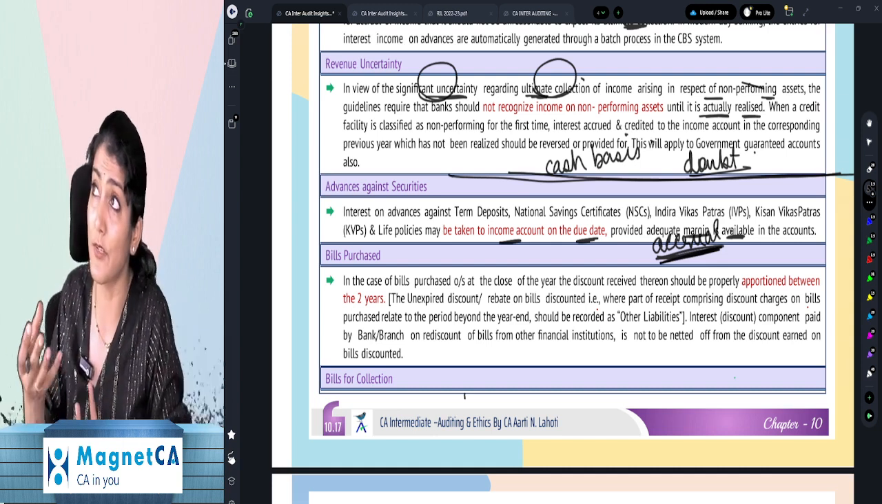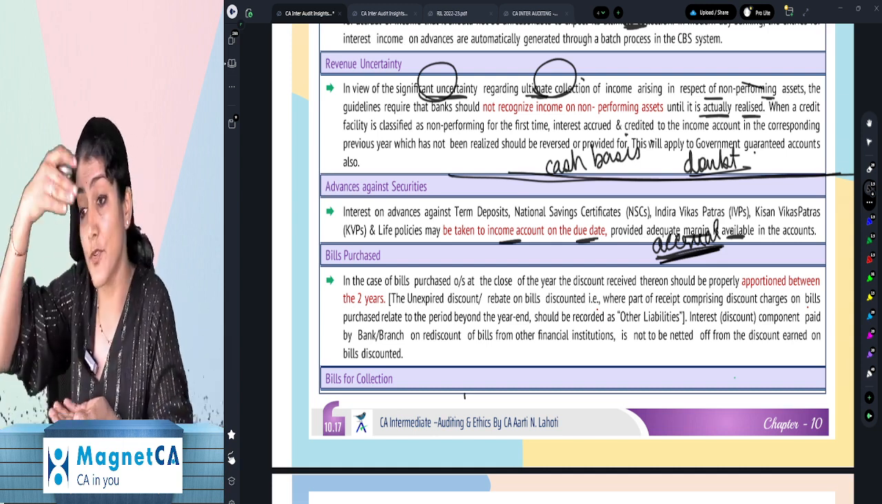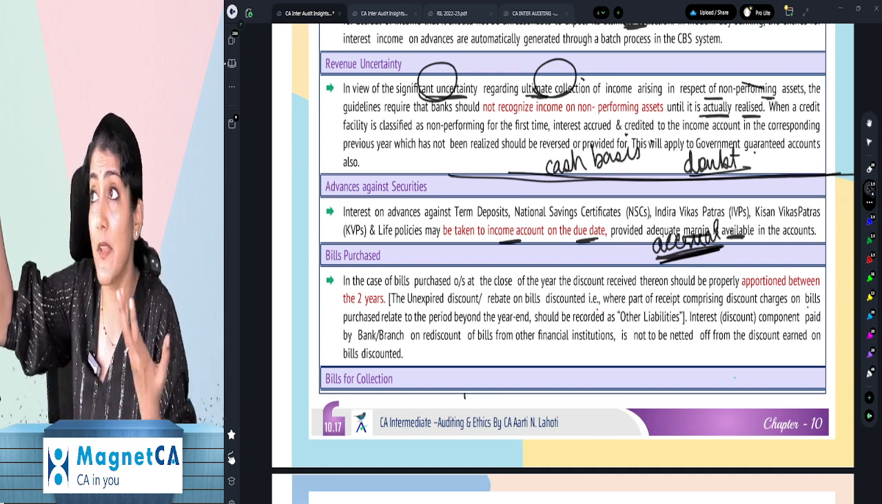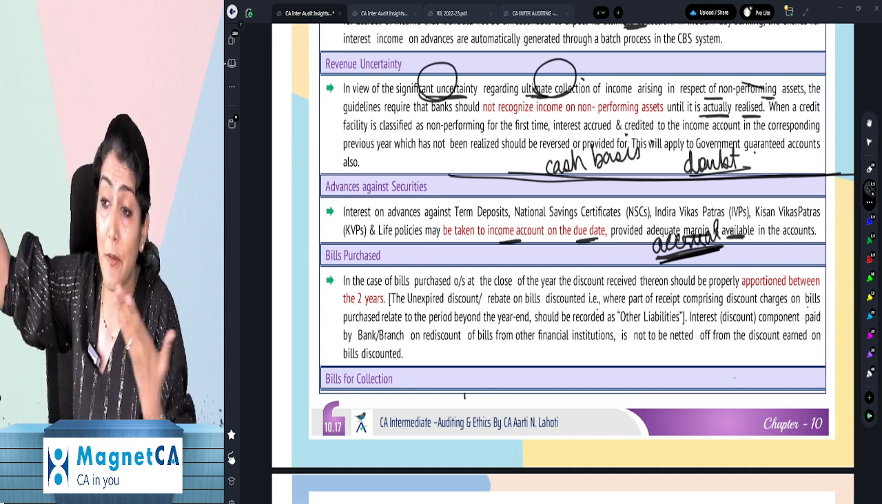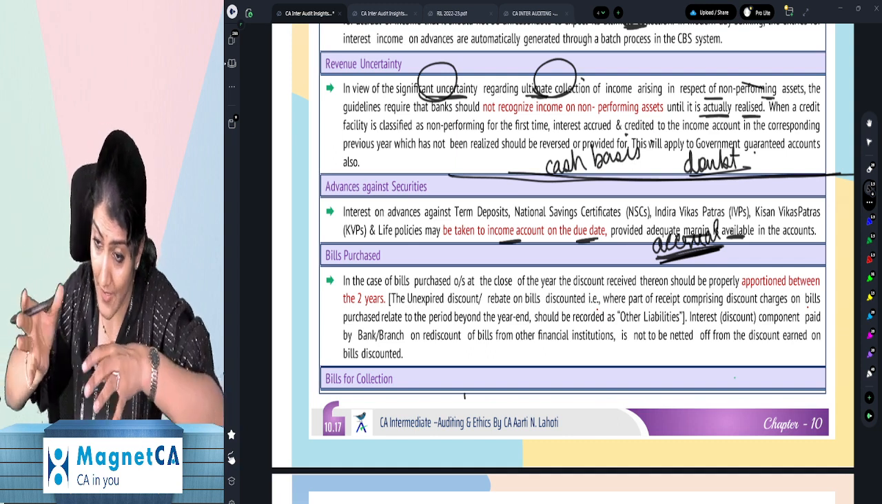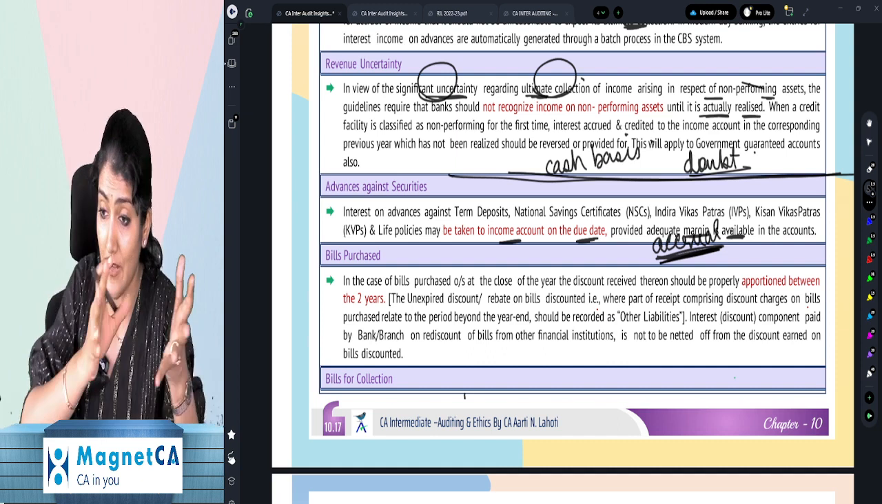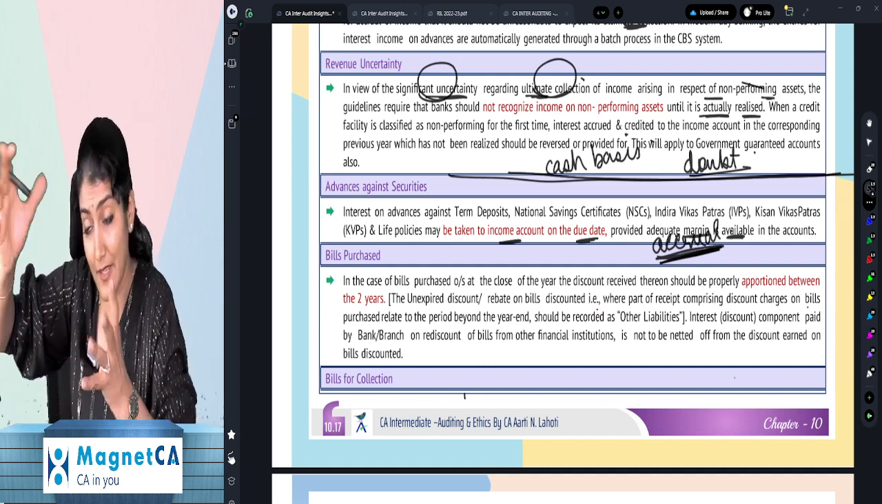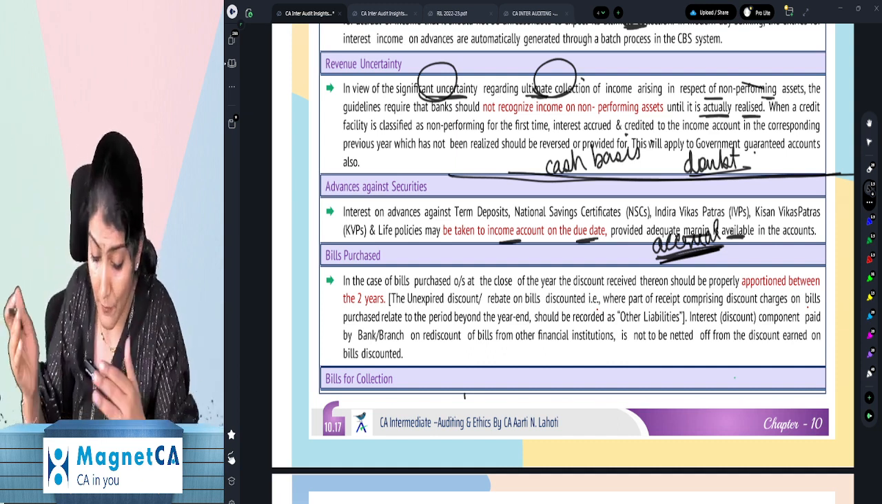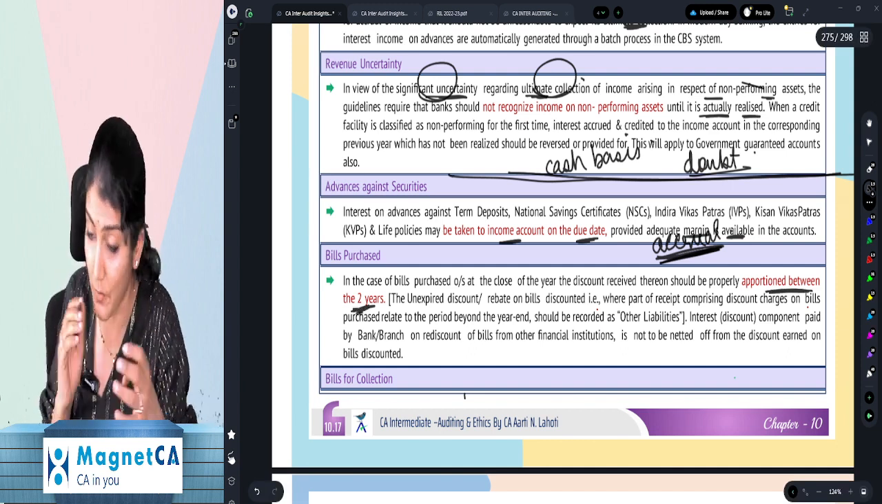And then bill purchase, right? Say a bill is purchased in October 2029, but the money is going to be received in, say, April 2030. So now some part of the income, October, November, December, January, February, March, 6 months of income, will come in the 1 year and 1 month of income will go in the next year, right? So for bills purchased and discounted, the income should be apportioned between the 2 years.